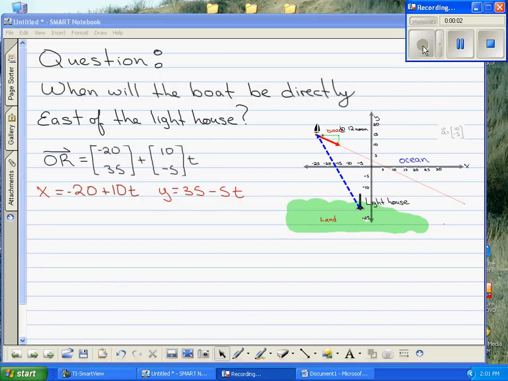I hope you've been following along. Try to answer this question. When will the boat be directly east of the lighthouse? So right here I've given you the vector equation for the path of the boat, and I've also given you the parametric equation. So hit the pause button and try to solve this question.